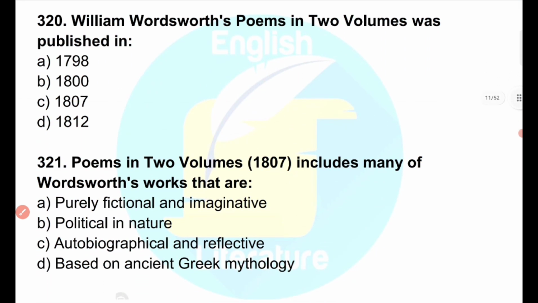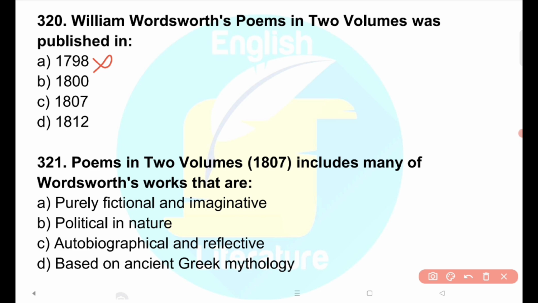William Wordsworth, Poems in Two Volumes, was published in option A, 1798. It marks the publication of Lyrical Ballads.